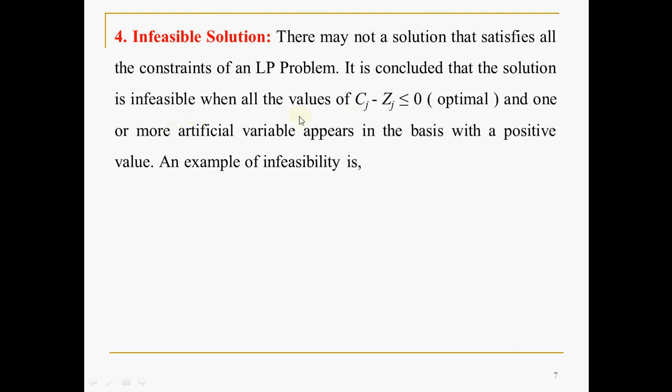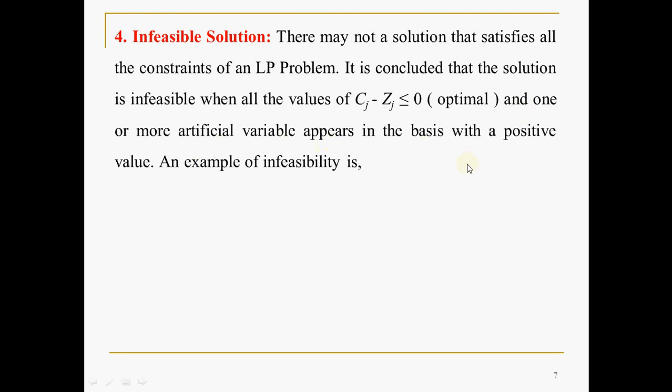So when all the values of Cj minus Zj are lesser than or equal to 0 and one or more artificial variables appear in the basis with a positive value. Okay, let us take an example to understand this. What may happen is you may get all Cj minus Zj lesser than or equal to 0, the optimal, fine. But one or more artificial variables may appear.